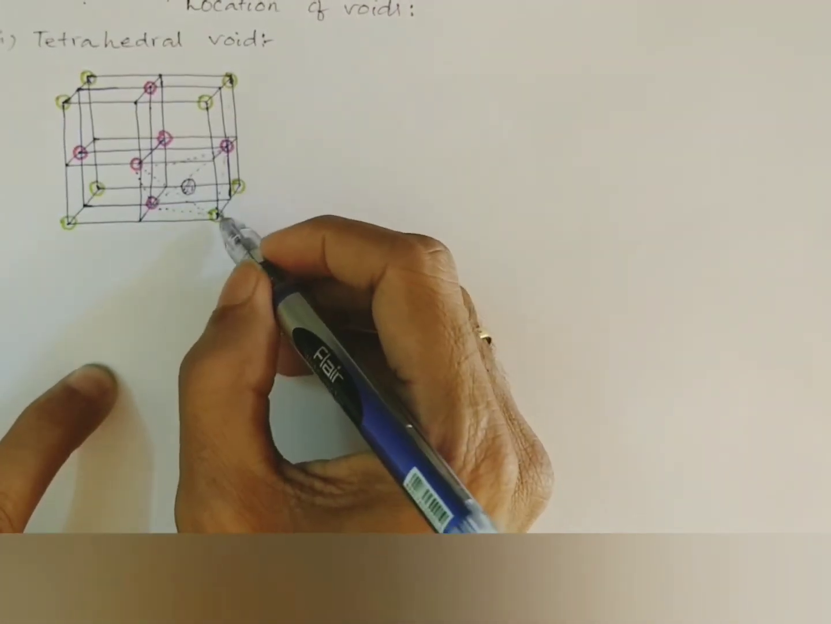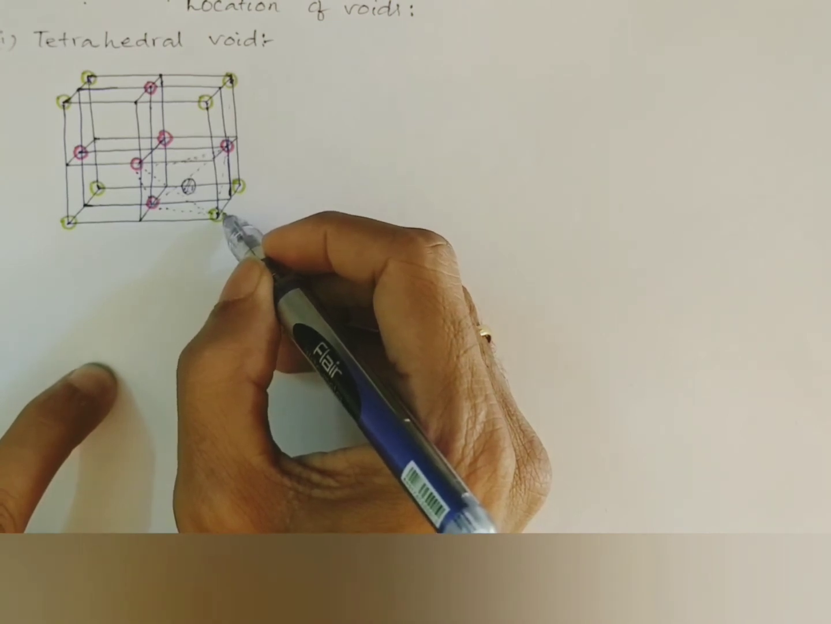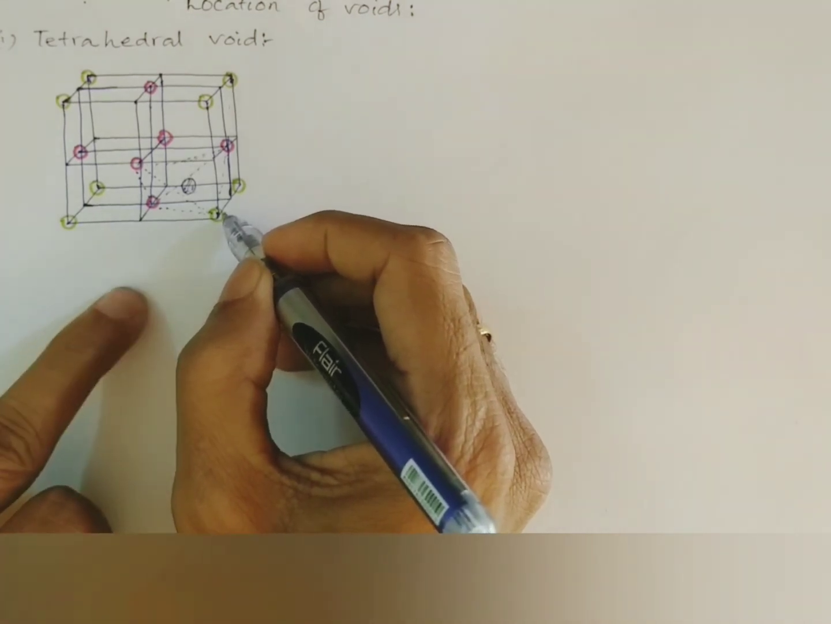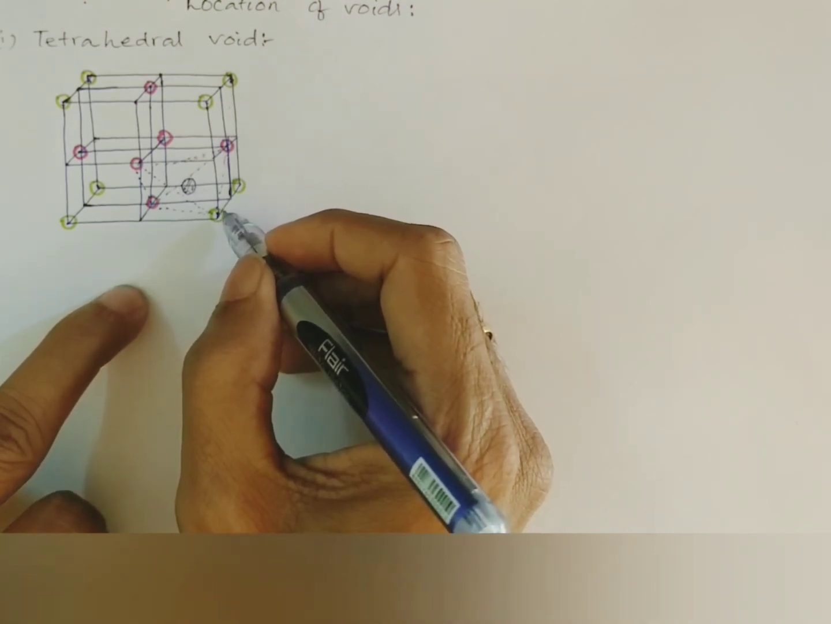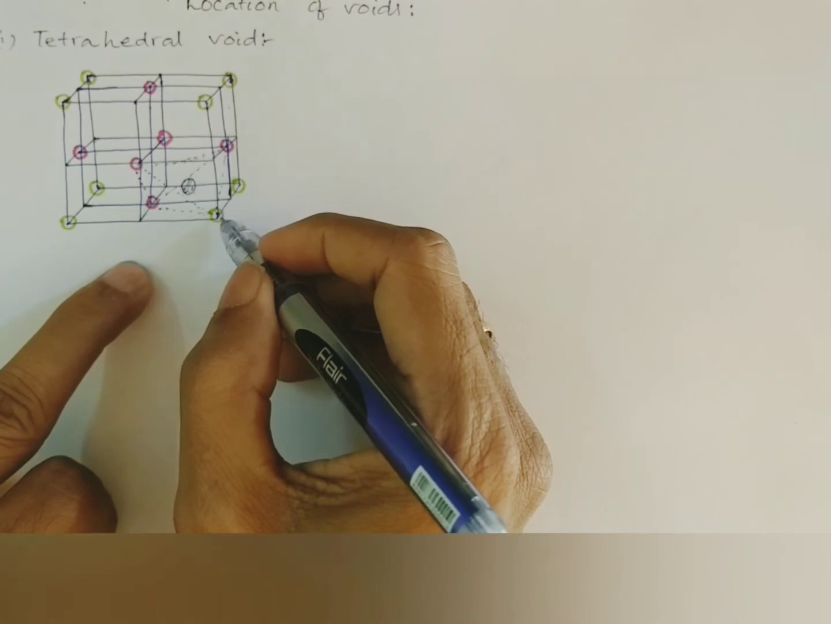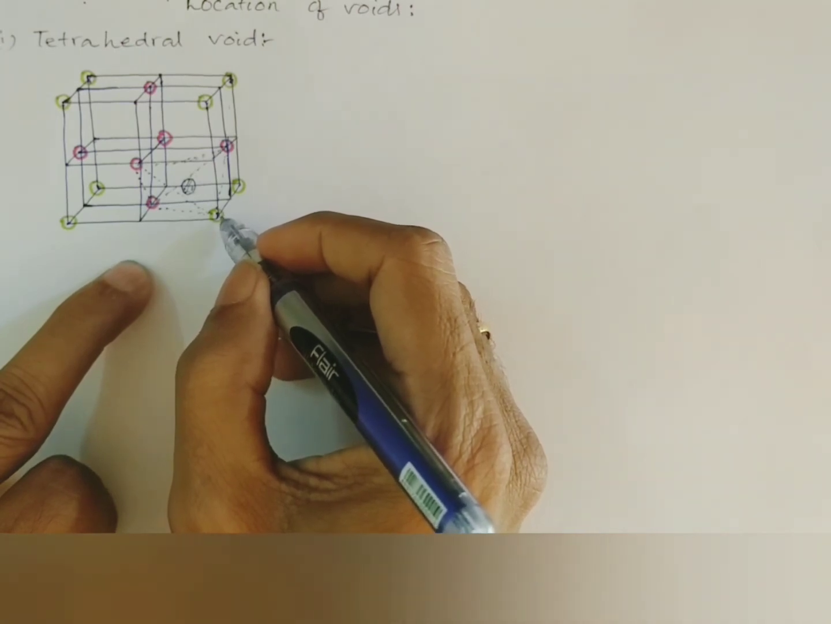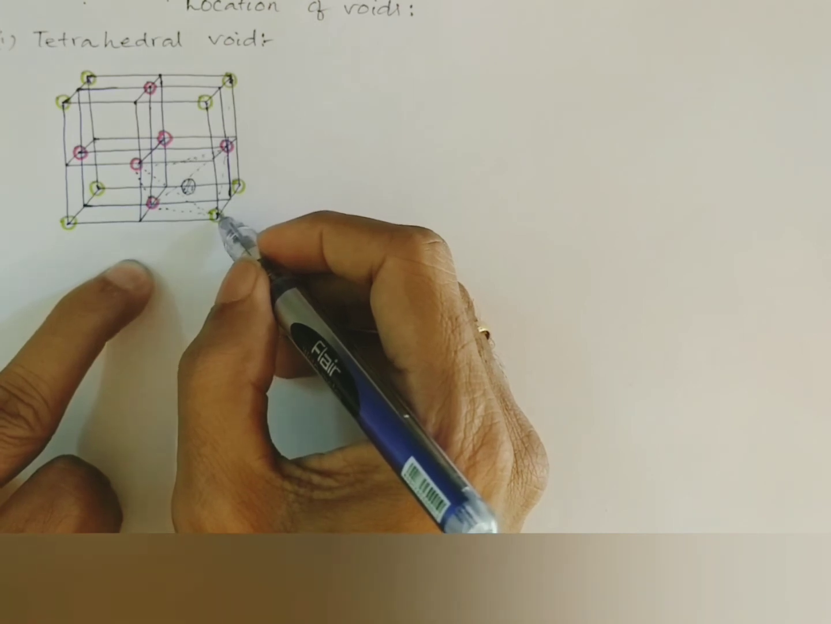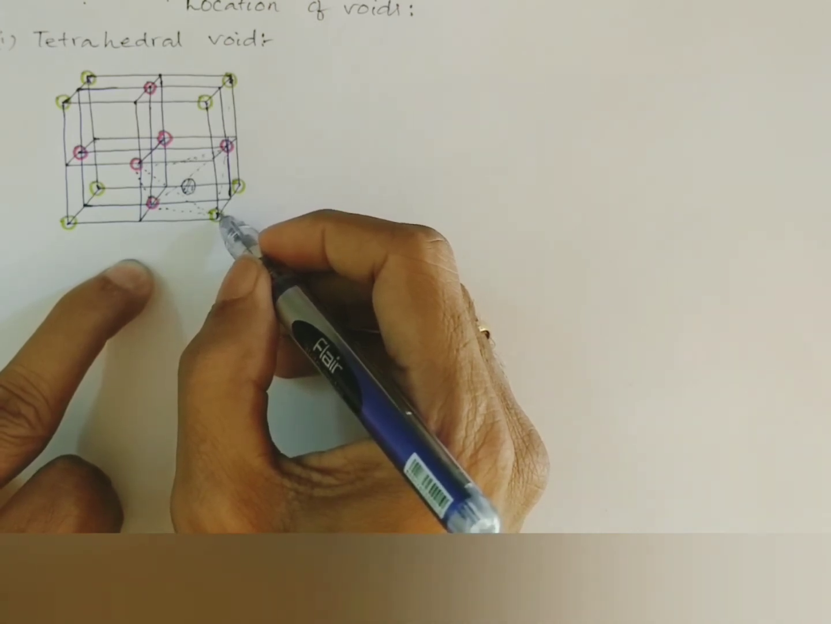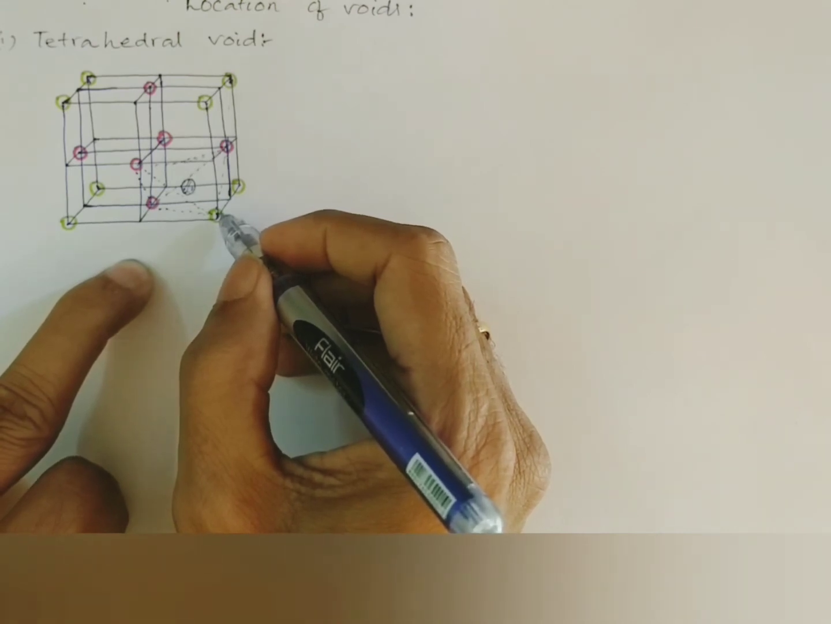As there are 8 corners, here there are 8 tetrahedral voids. What is the effective number of atoms here? The effective number of atoms is equal to 4. So the number of tetrahedral voids is equal to twice the effective number of atoms. As there are 4 effective atoms, the number of tetrahedral voids will be twice of it, that is 2 into 4, or 8.